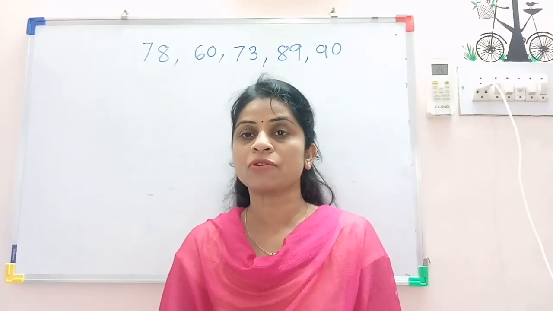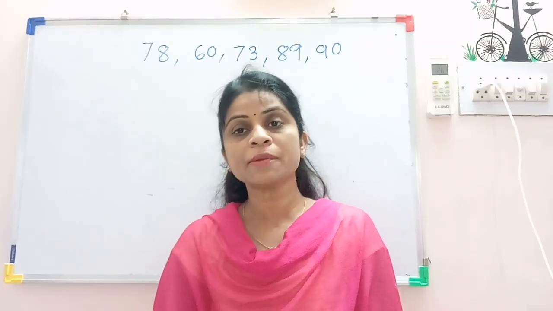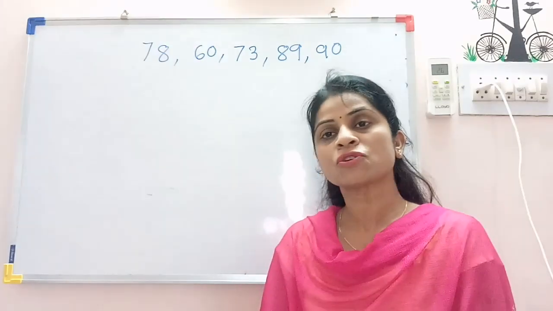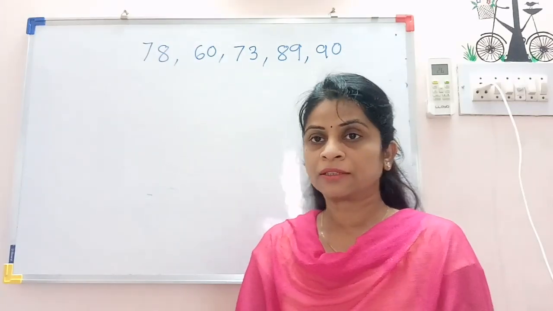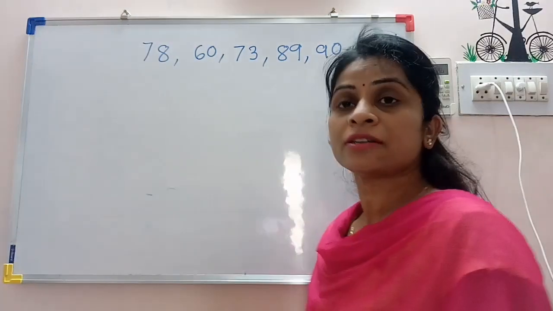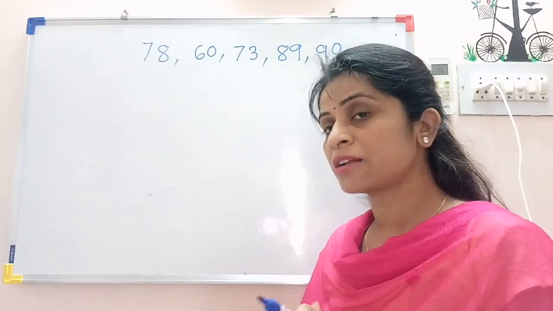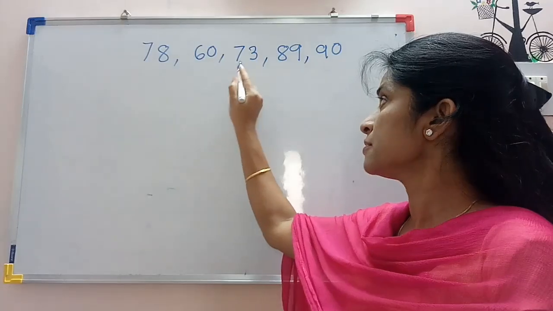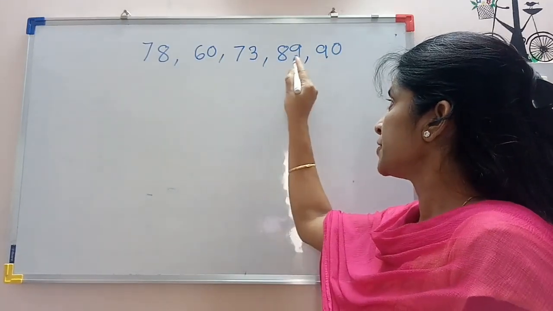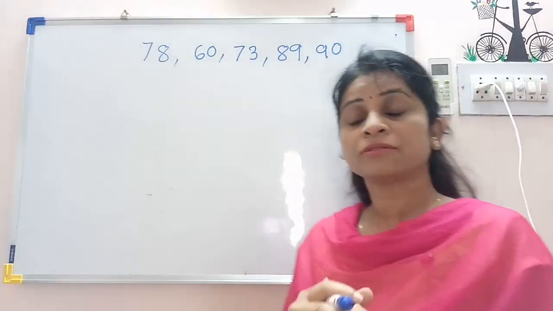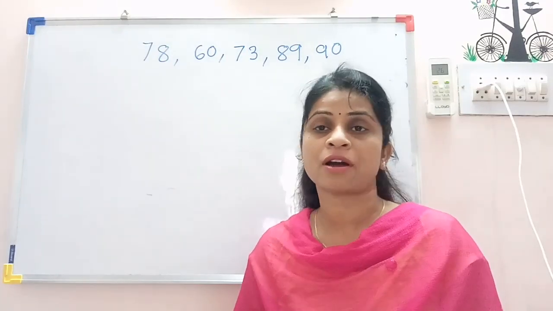Today let's learn about an average. What do you mean by average? That I will show you by one example. Now let's imagine that Abhinav's 5 science test marks are 78, 60, 73, 89 and 90. Now you have to find out his average mark.